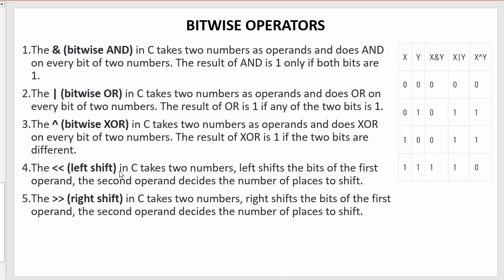The left shift operator also takes two arguments, and it shifts the specified number of bits towards the left side. We'll further discuss this left shift with the help of an example. Next is the right shift operator. The right shift operator also takes two arguments, and it shifts a specific number of bits to the right side of a binary number. Now let us move ahead to discuss each of these operators with the help of an example.